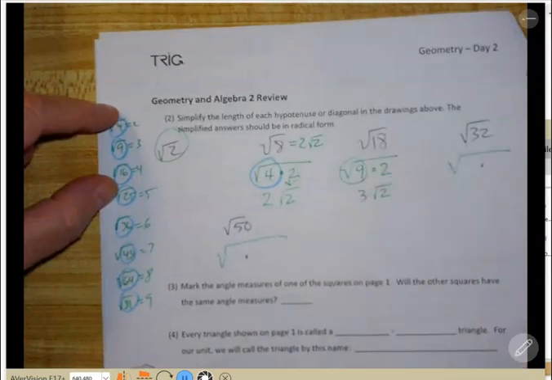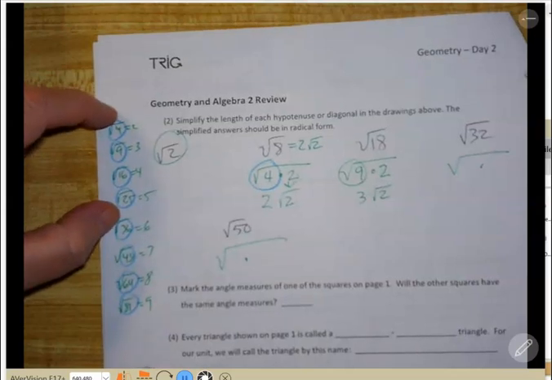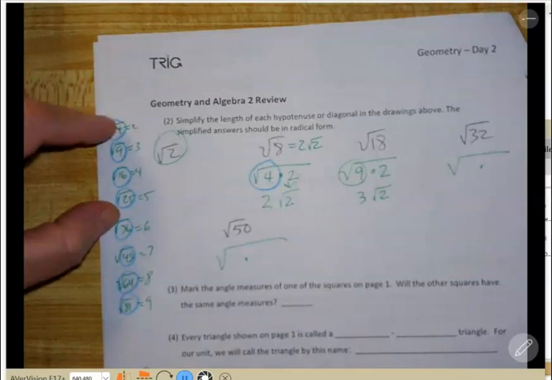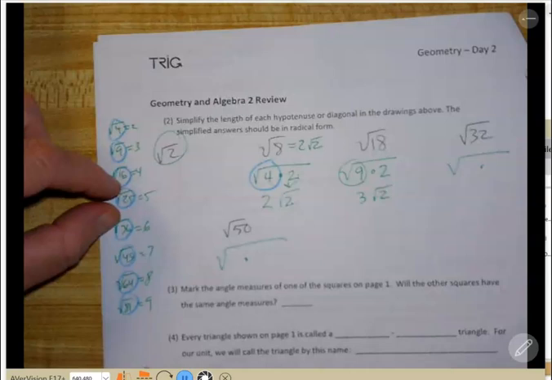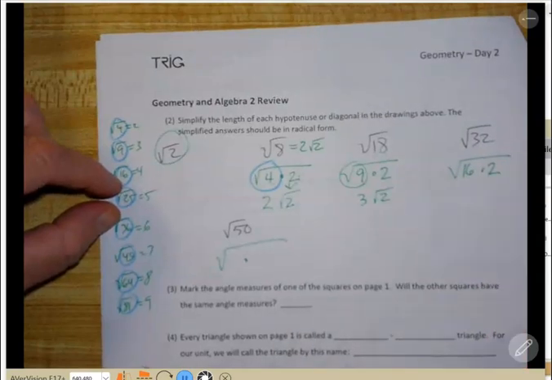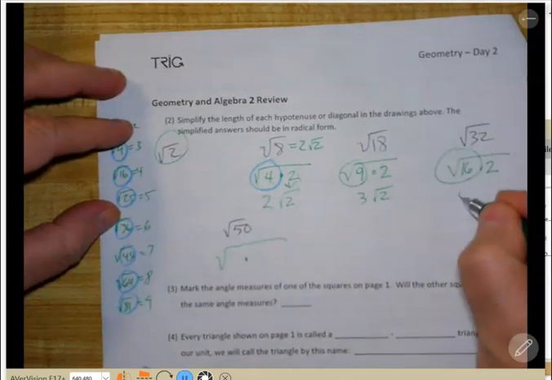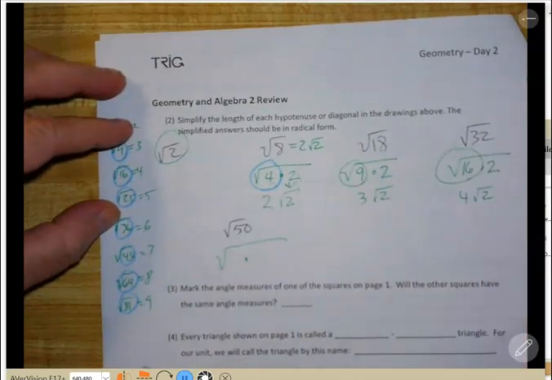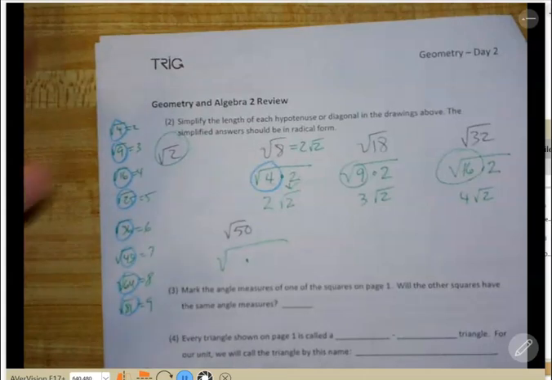For 32, we have all of these choices. Again, when we're simplifying these, you're always looking for the largest perfect square. So actually 2 of them work here. 4 works, so does 16. But we're always looking for the biggest number. So it would be 16 times 2 is 32. Square root of 16 is 4. Again, the square root of 2 we do nothing with because you can't simplify it.